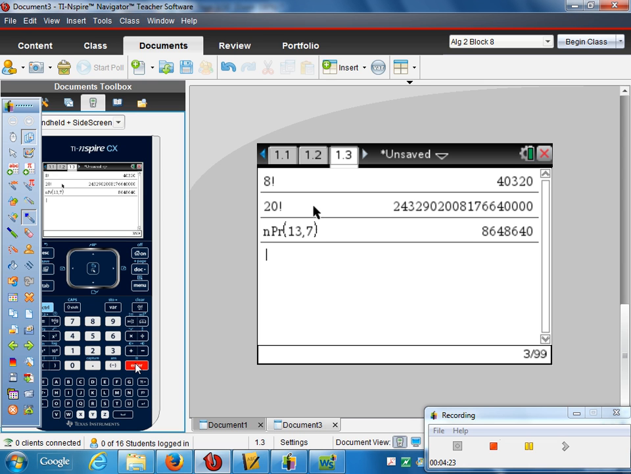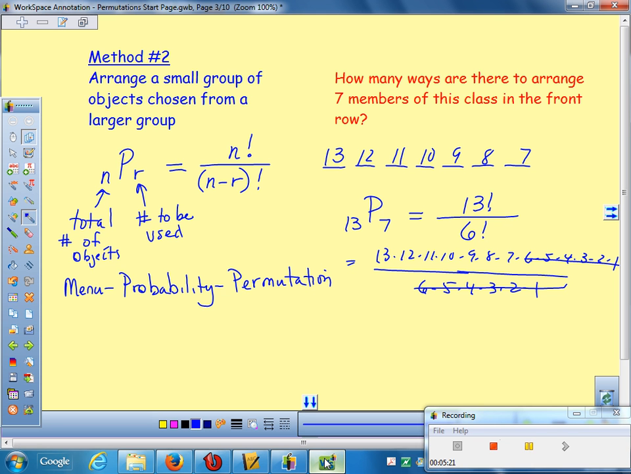8,648,640 different patterns we could make of people in the front row. The numbers are almost astronomical. It's like, whoa, geez. So let's write that answer down. There you go. So for you all, that's the easier way.